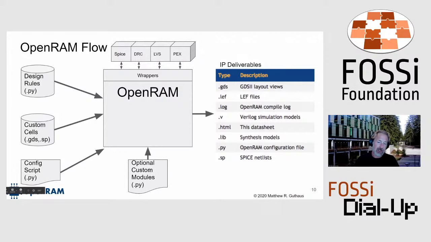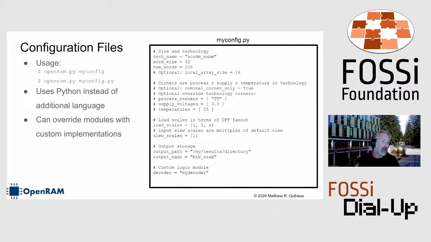Now, the other thing we do is actually let you, I'll talk about later, you can provide custom module overrides to actually replace parts of OpenRAM with other design styles. And then OpenRAM takes all this and generates your typical IP deliverables from layout, LEF, Verilog simulation models, and so on. Now, a configuration file for OpenRAM, we chose just to use Python rather than JSON or another format. Why Python? Well, this will let people script on top of it, and it's easy to do since OpenRAM is already written in Python.